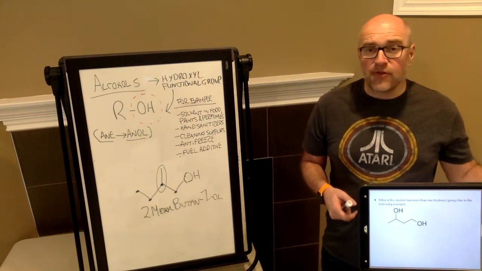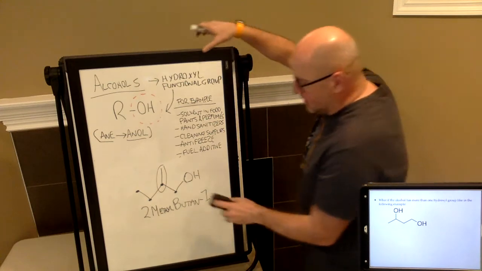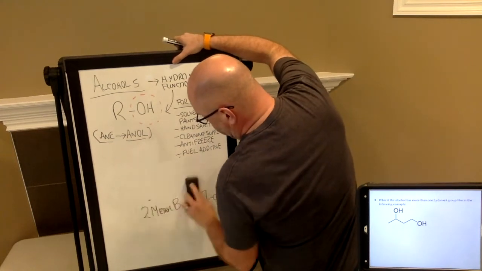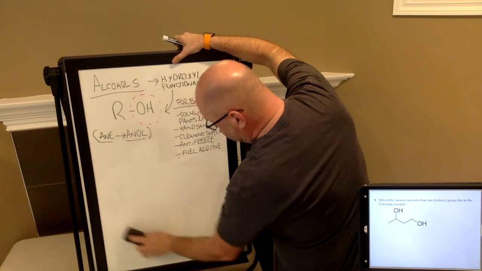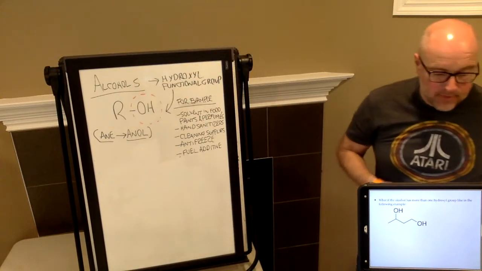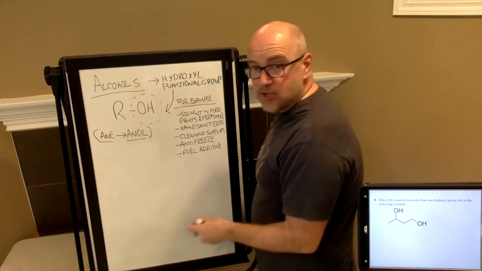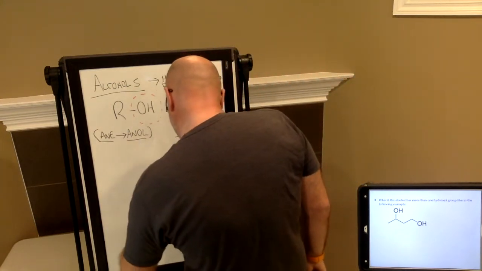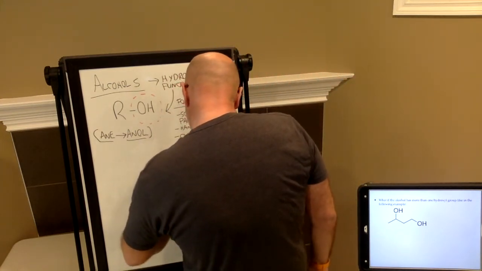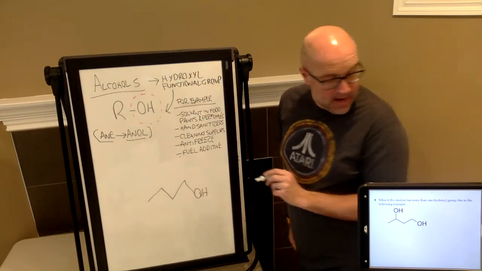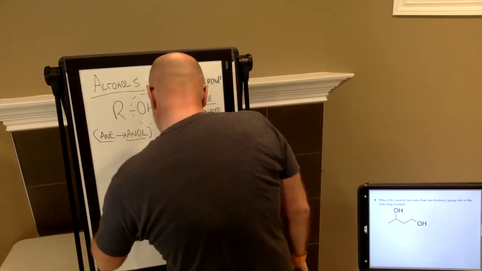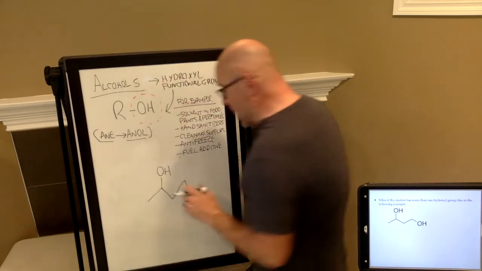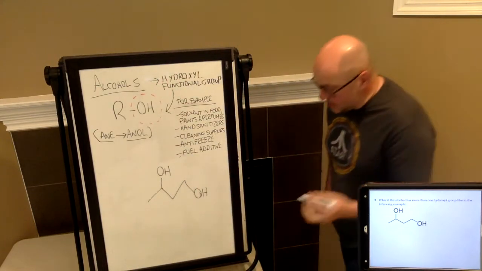What happens if you've got an alcohol that has more than one hydroxyl functional group, which is the example you see on the page over here. I've got 1, 2, 3, 4, 5. So I got 1, 2, 3, 4, 5. That's my hydroxyl group there. And I've got a hydroxyl group here. So I've got 2 hydroxyl groups.